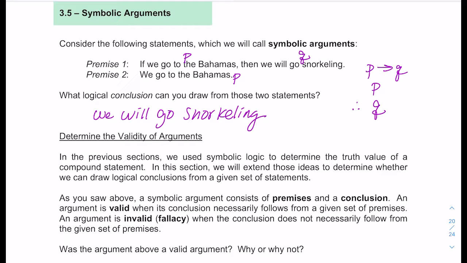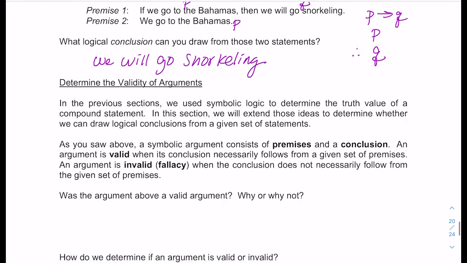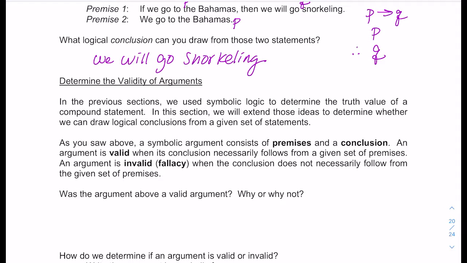What we're going to focus on in this section is determining the validity, so how valid or truthful an argument is. In the previous sections, we used symbolic logic to determine the truth value of a compound statement. Remember, compound statements are just simple statements that have ands and ors and if-thens and if and only ifs. In this section, we will extend those ideas to determine whether we can draw logical conclusions from a given set of statements. So as you just saw above, a symbolic argument consists of premises and a conclusion.